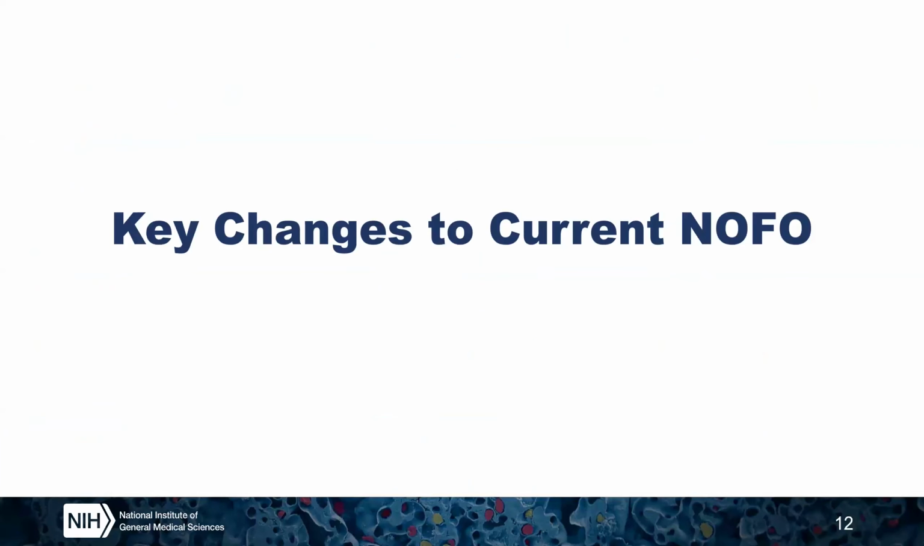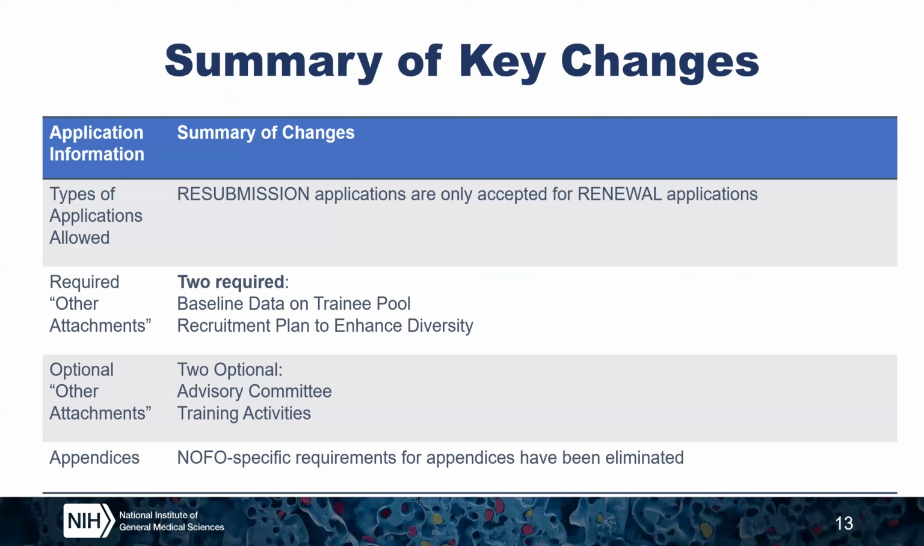Now let's move to providing you an overview of key changes to the current NOFO. First, resubmission applications are only accepted for renewal applications. There are now two required other attachments: baseline data on trainee pool and recruitment plan to enhance diversity. You may submit two optional attachments related to the advisory committee and the training activities. Appendices that were previously required have now been eliminated.